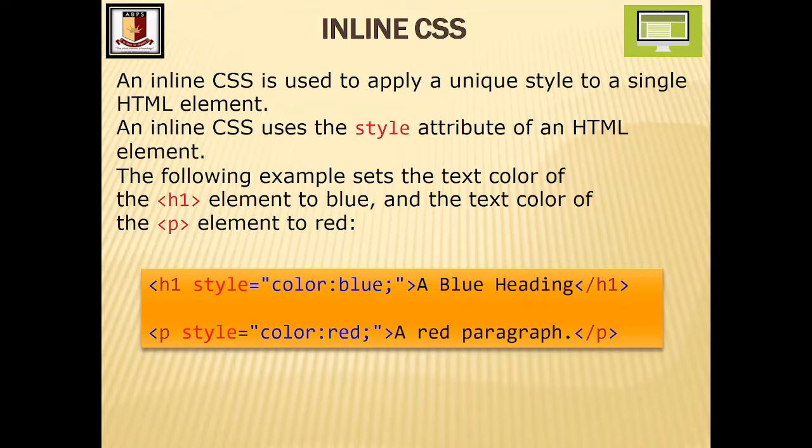Now, today we will learn inline CSS only. Inline CSS is used to apply a unique style to a single HTML element. An inline CSS uses the style attribute of an HTML element. The following example sets the text color, like for a heading. If you want to change the heading, you can just write it within the line. That's why it's called inline. Within the tag, you can write those styles, and that will be applied to that particular tag. Okay, so this is the example.